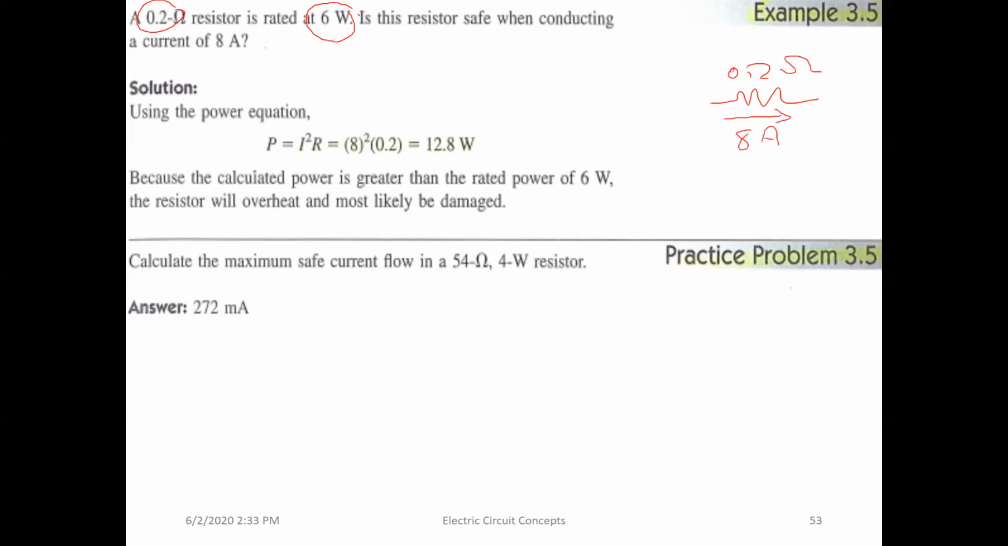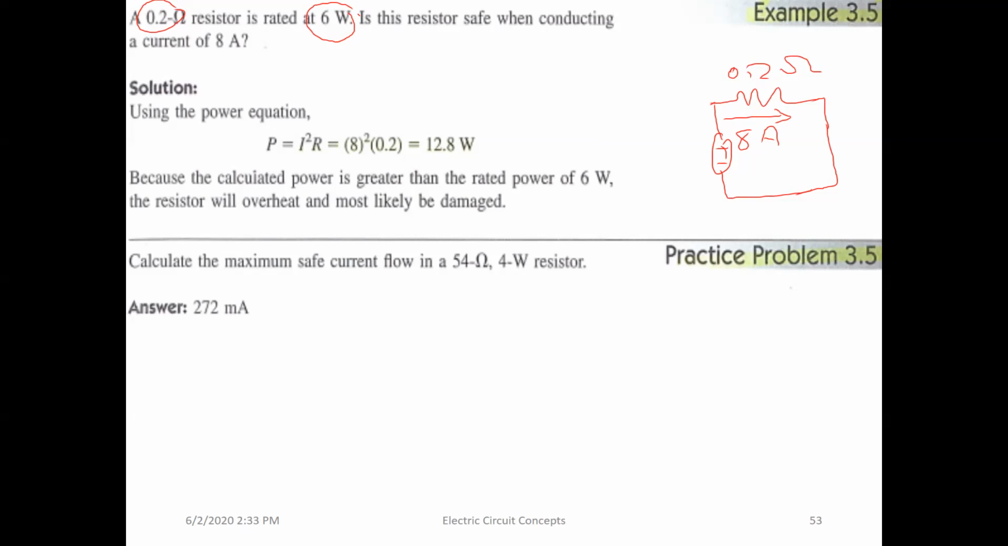Now again, to have a complete circuit, I have to apply a power source here, plus minus, and connect it to the wire. So if I allow 8 amps flowing through the 0.2 ohms, I need to know how much power will be dissipated or consumed in the resistance. Now remember here, the power will be converted into heat.